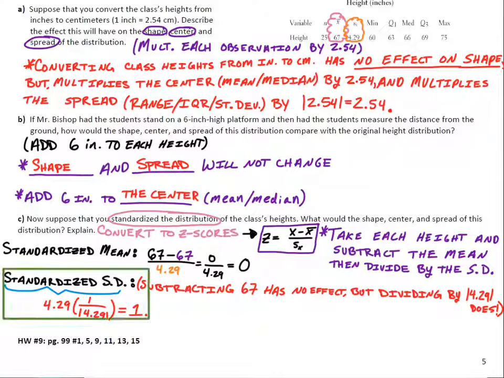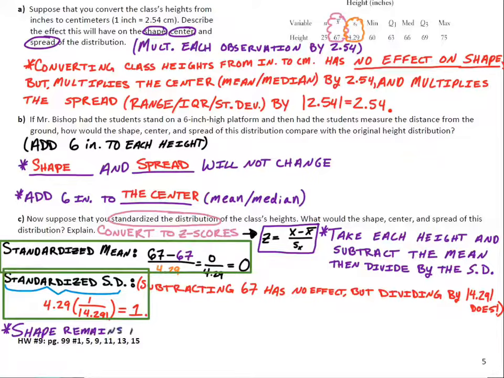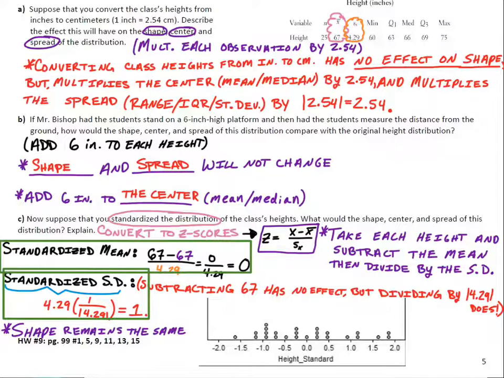And that's a big idea throughout the course. If you standardize the distribution, the mean is 0 and the standard deviation is 1. The shape, whether you subtract 67 or divide by 4.29, it doesn't matter. The shape remains unchanged. In fact, I made a graph here in Fathom, a stats software, where I took each height, and you'll recognize this distribution from above. It's centered at 0, the shape's the same, as long as I typed in all the numbers right. Standard deviation is now 1, centered at 0, shape's the same.